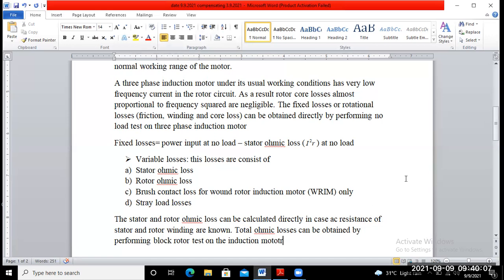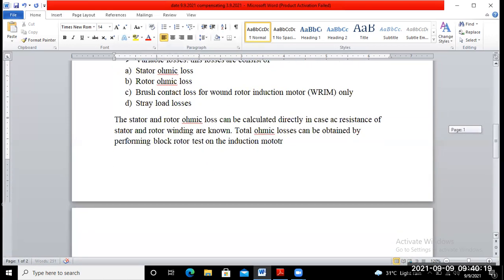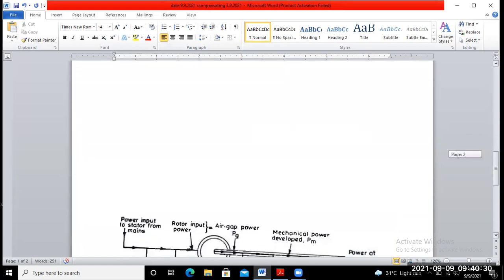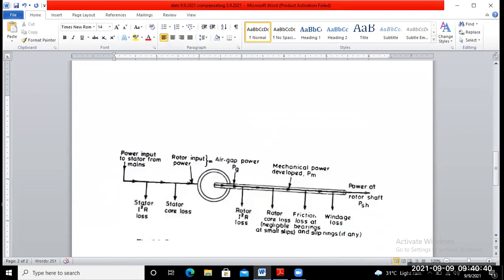Okay, so these losses we can show through a single line diagram, or maybe from a structural point of view, what losses take place in which part of the three-phase induction motor. So you are able to better visualize what happens in the three-phase induction motor when you calculate the various types of losses or output power or input power relations.